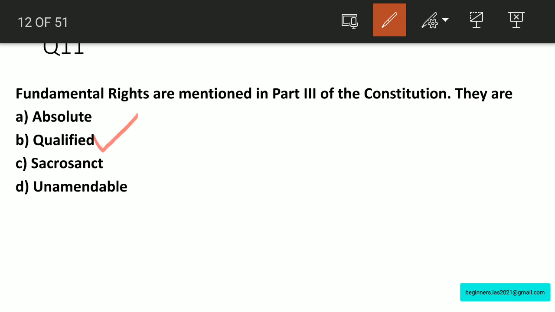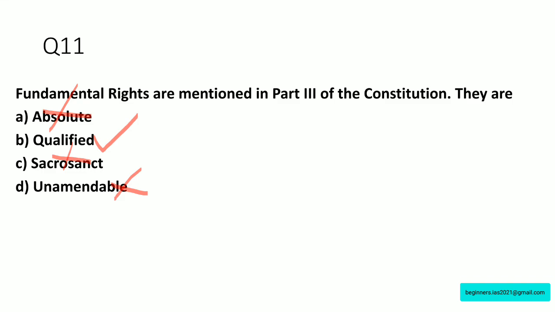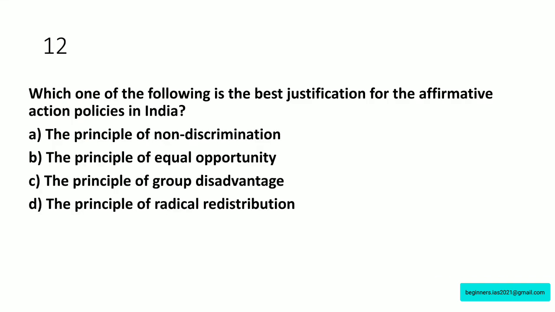Here the fundamental rights are qualified ones, which means they are not absolute. Here it is given as absolute, therefore this is wrong. It is not sacrosanct, therefore this is also wrong. It can be amended. Here it is given as unamendable, therefore this is also wrong. So let us move on with question number 12.